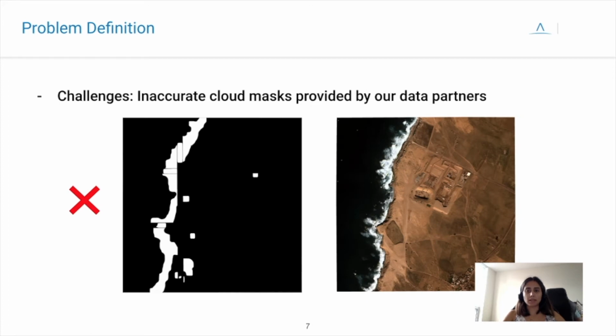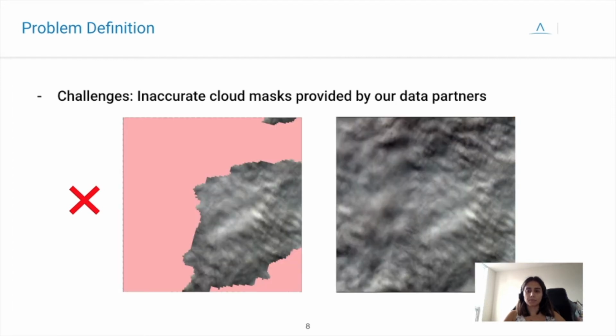Conventional methods for detecting cloud masks are often inaccurate. Here is a sample. On the right you can see an image from shoreline. On the left you can see the corresponding cloud mask in which the white pixels show the cloud and the black pixels show the background. You can see that the waves close to the shoreline are mistakenly detected as clouds.